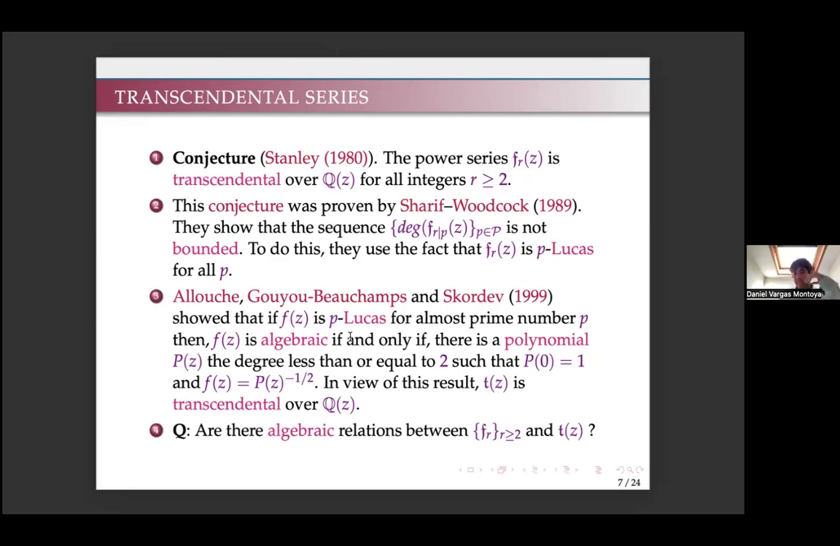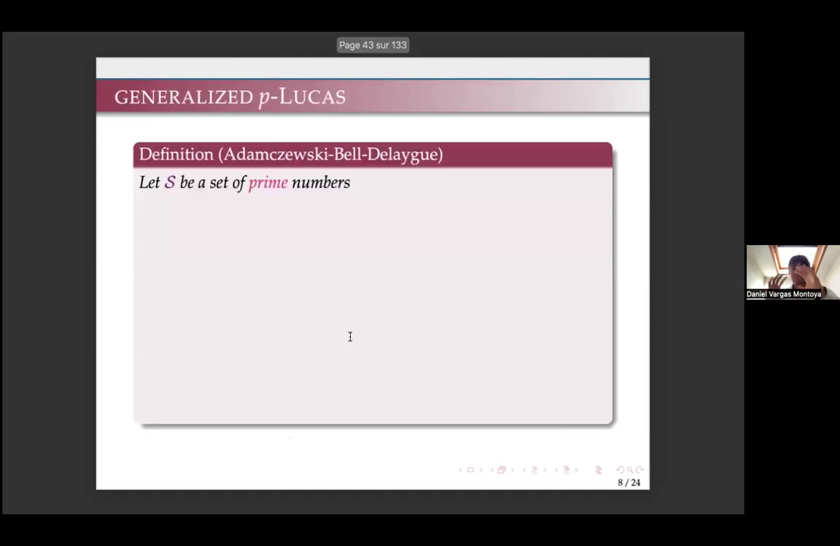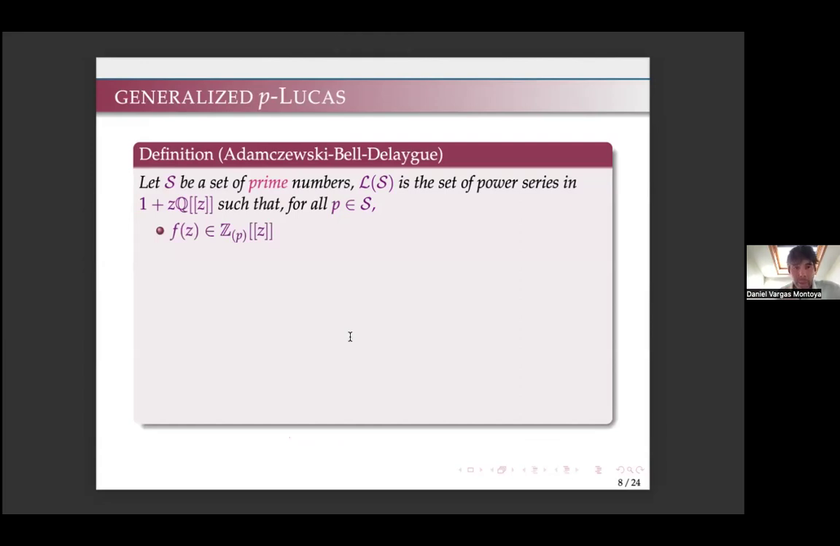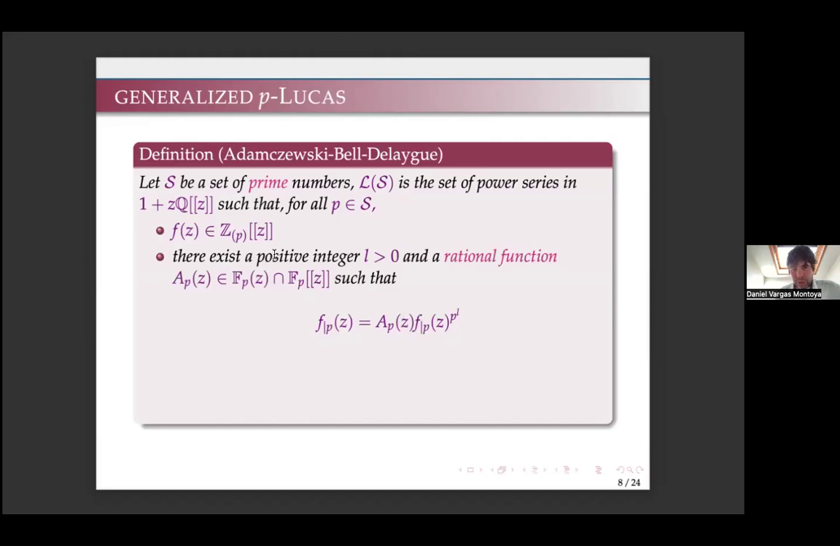So the question is, are there algebraic relations between F_r and T? We are going to see that to study this kind of algebraic relation, it is again very important that F_r and T are Pólya-Lucas. So here is a general definition to generalize the Lucas congruences. We take S a set of prime numbers. The set L_S is the set of power series with coefficients in Q, such that for all p in S, of course, we can reduce F modulo p, there exists a positive integer L bigger than 0 and a rational function A_p, so that we have this equality.